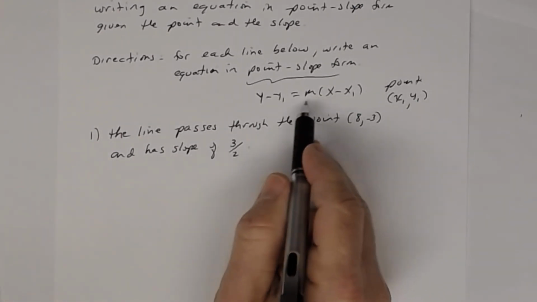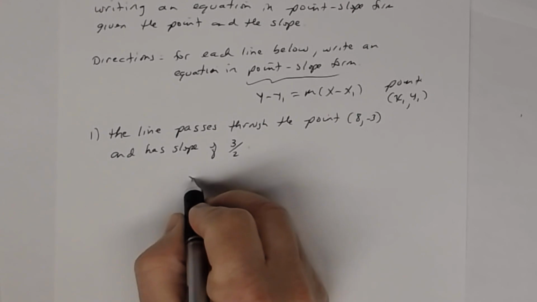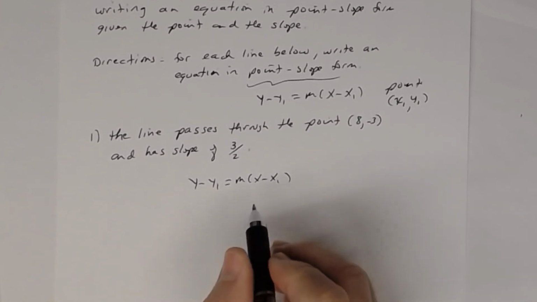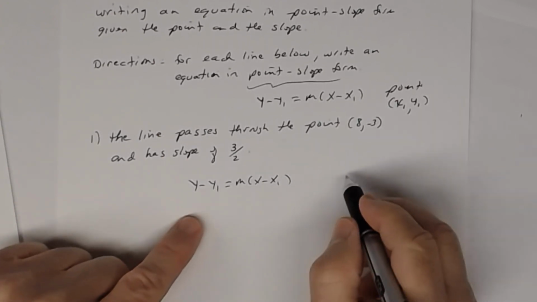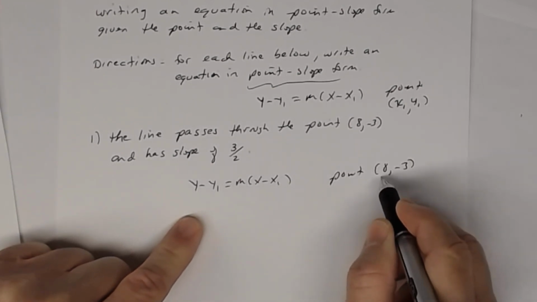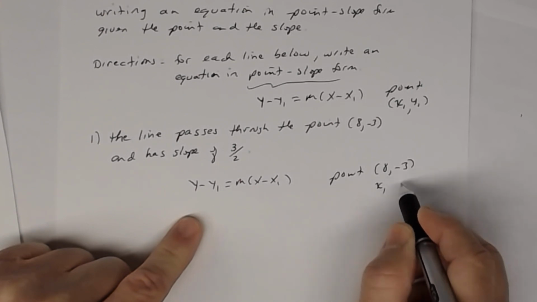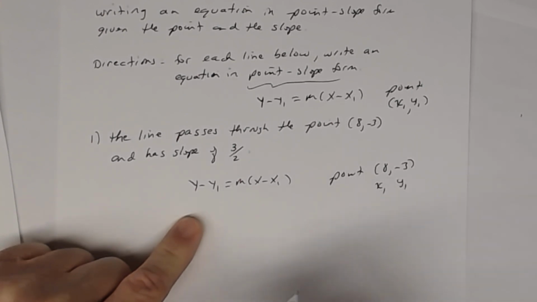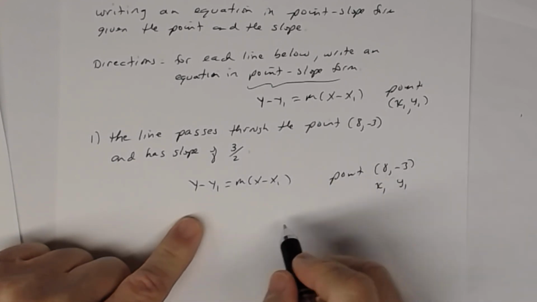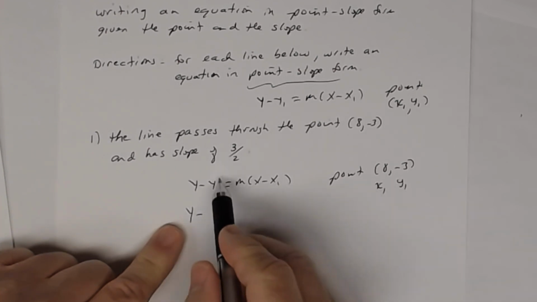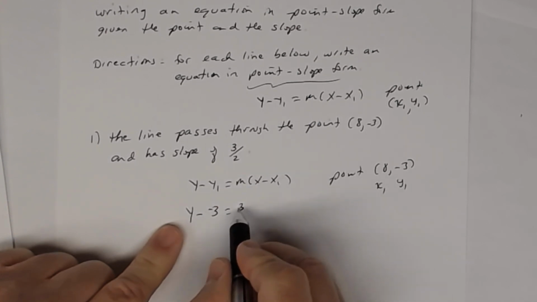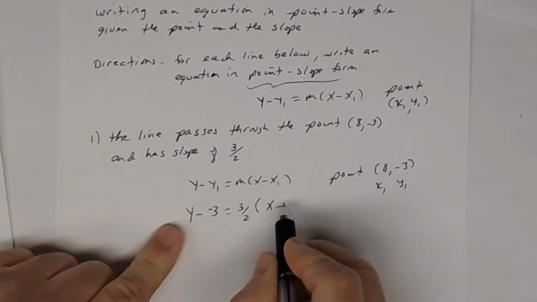We go back to our point-slope formula: y minus y1 equals the slope times x minus x1. It helps to always write this out whenever you do these problems. Our point is 8, negative 3, so 8 is x1 and negative 3 is y1, and you're given the slope. All you do is substitute. We have y minus negative 3 equals 3/2 times x minus 8.